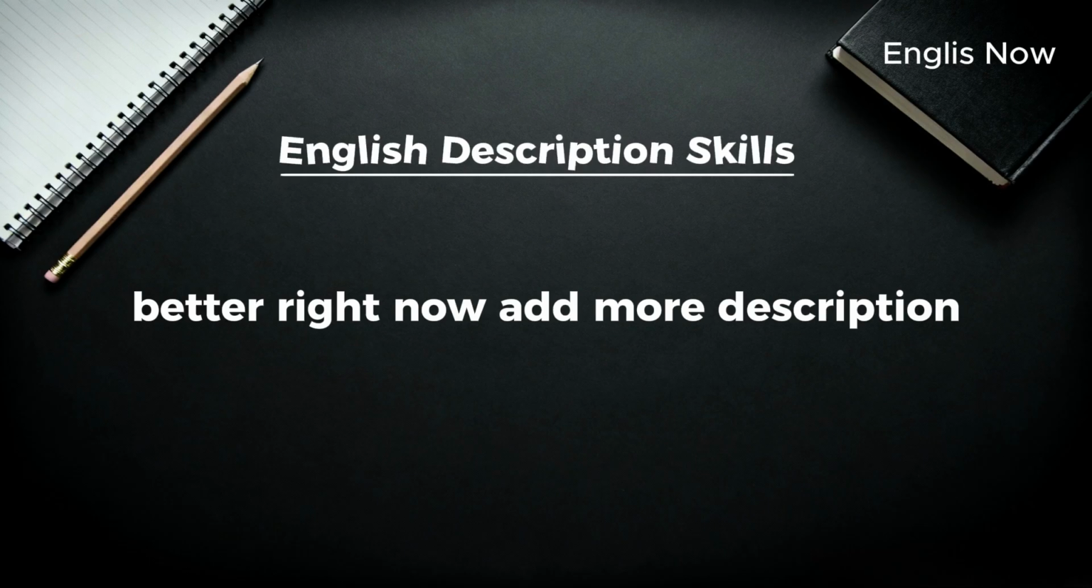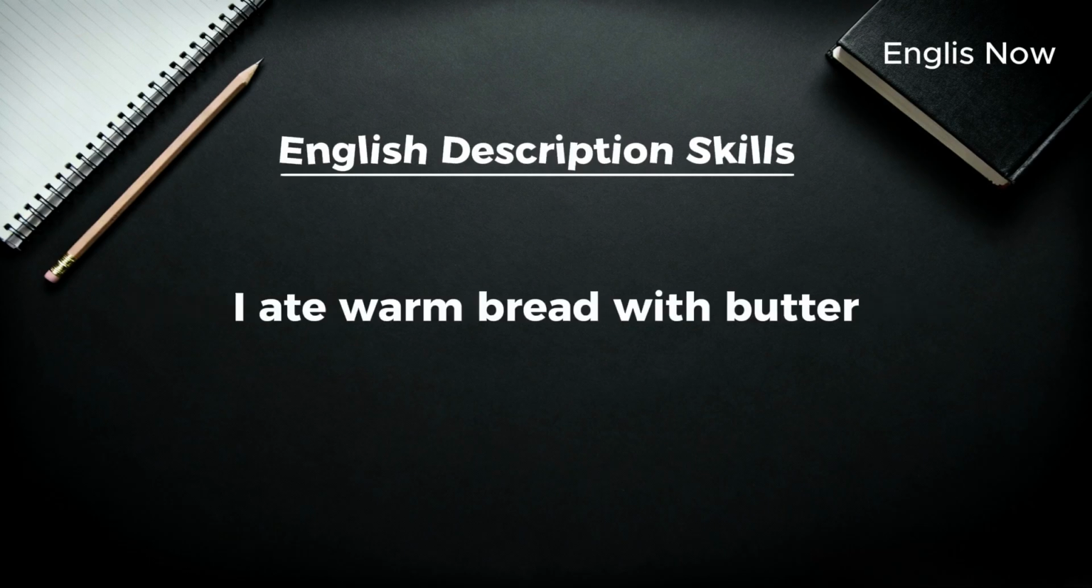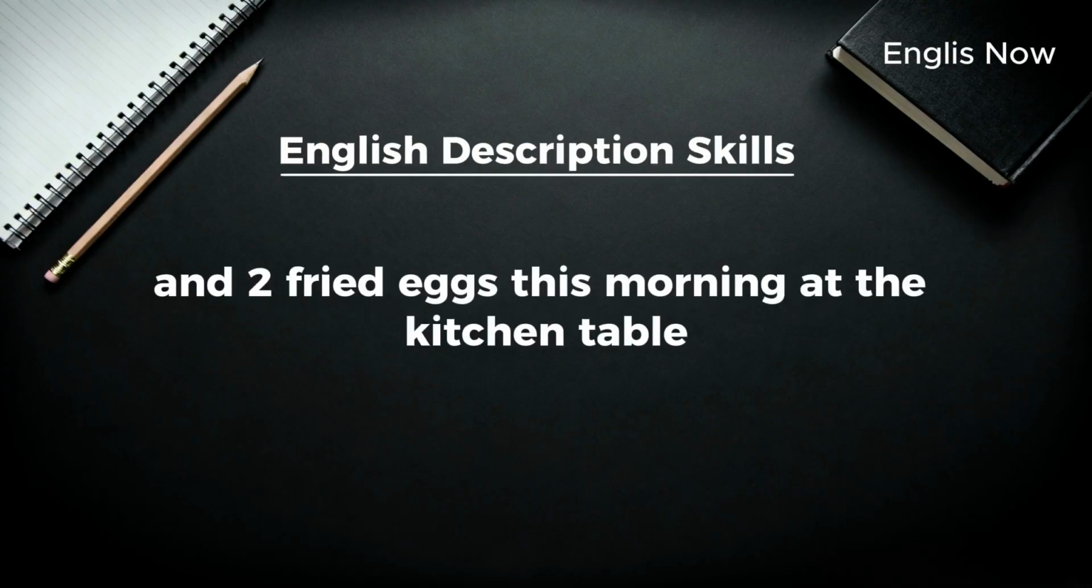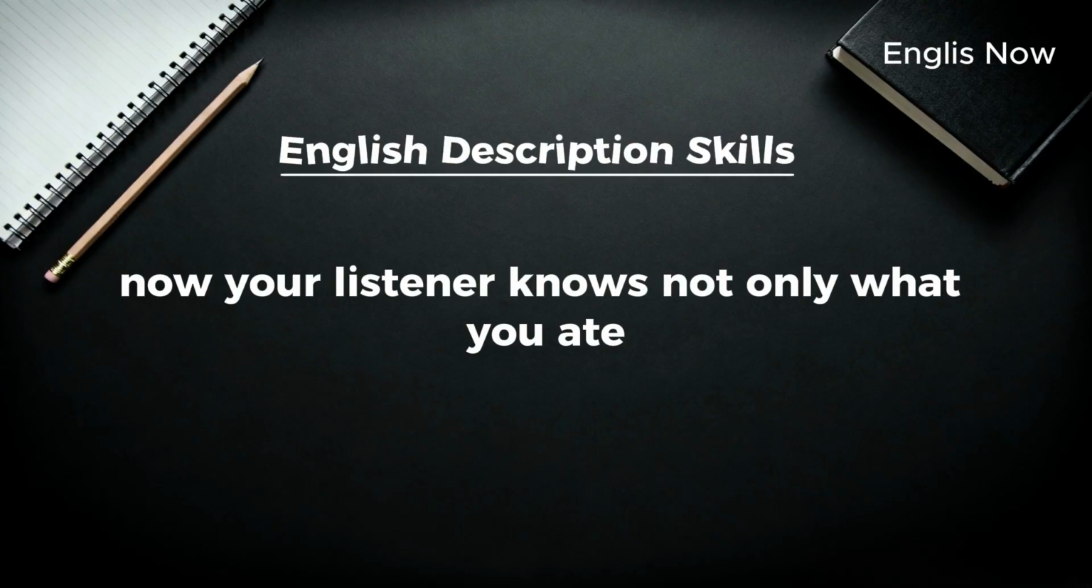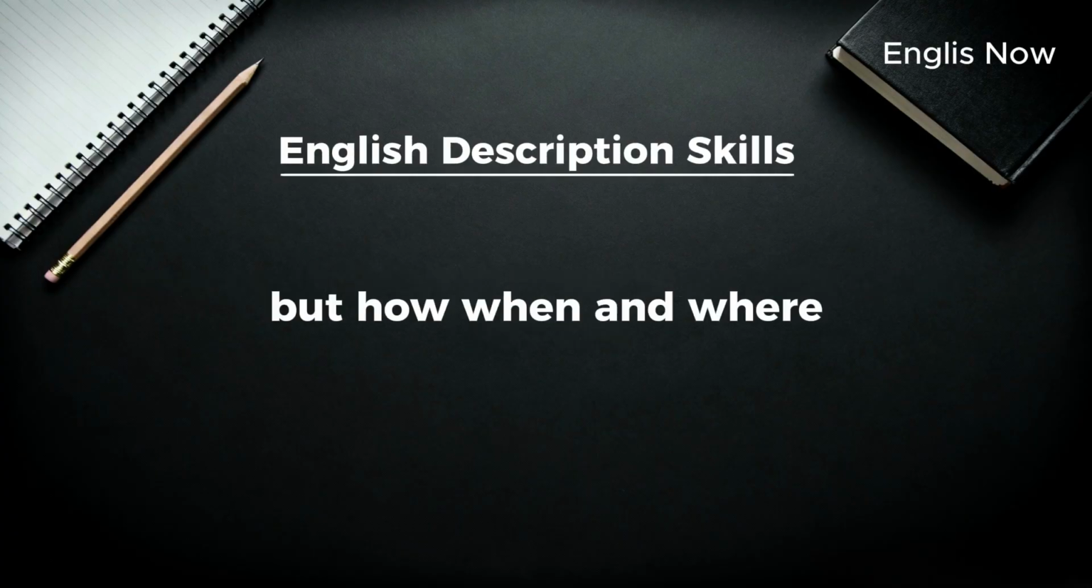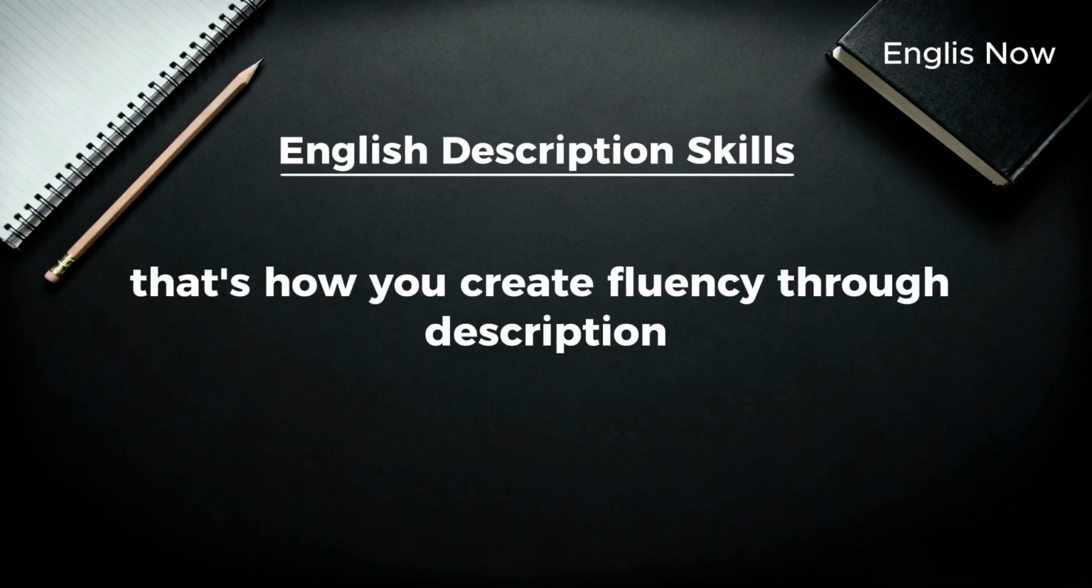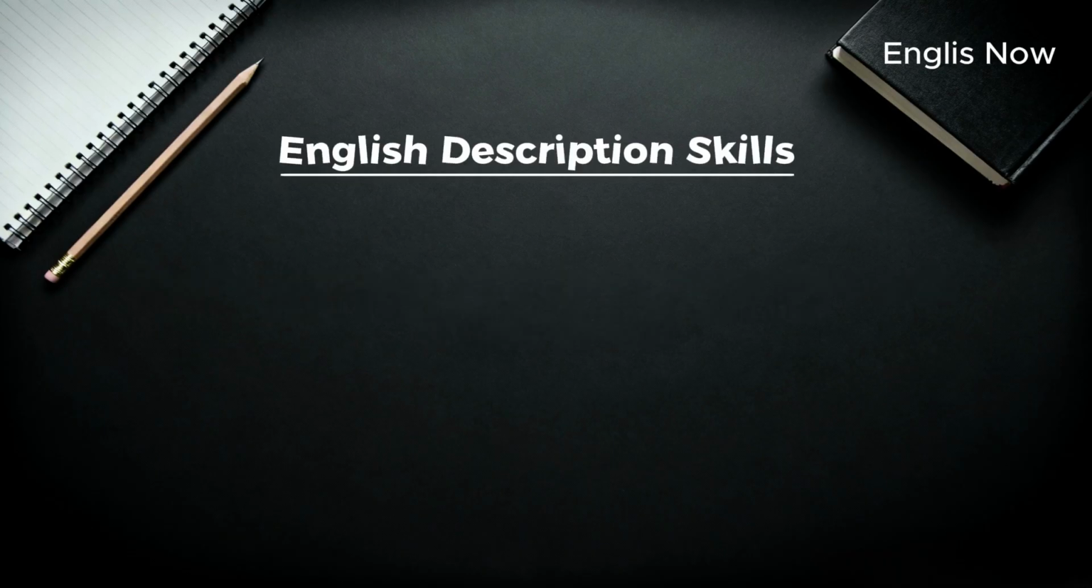Now add more description. "I ate warm bread with butter and 2 fried eggs this morning at the kitchen table." Now your listener knows not only what you ate, but how, when, and where. That's how you create fluency through description.